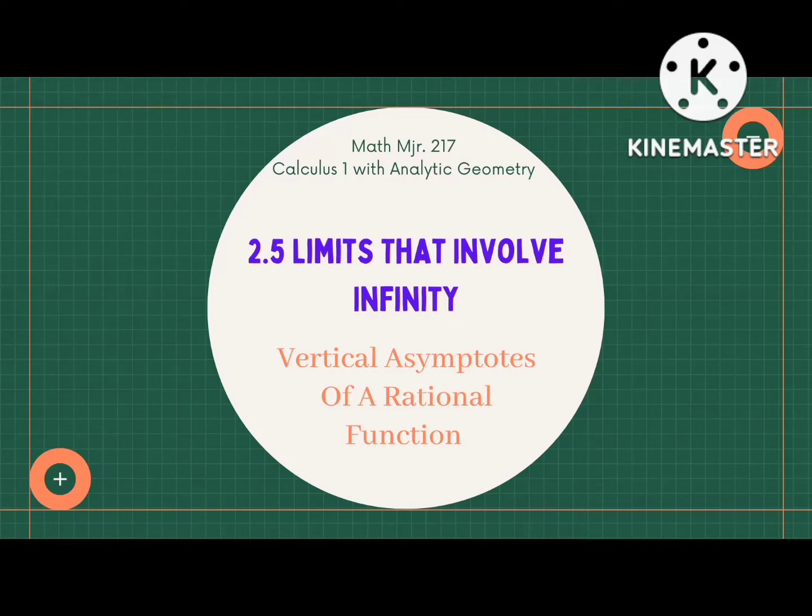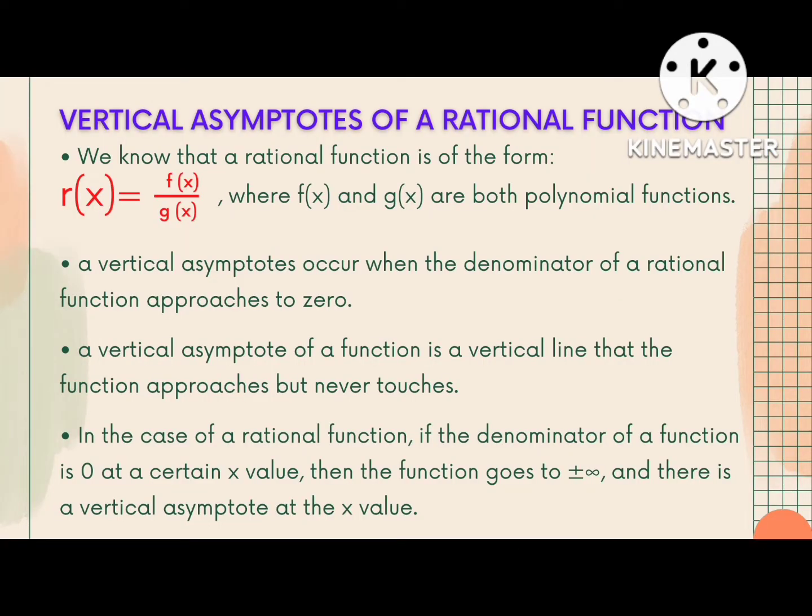Let us now proceed to vertical asymptotes of a rational function. We know that a rational function is of the form r of x equals f of x over g of x, where f of x and g of x are both polynomial functions.